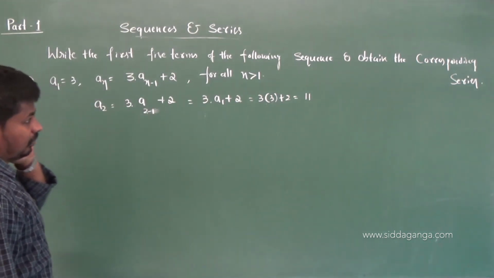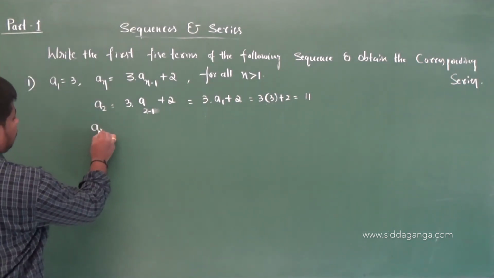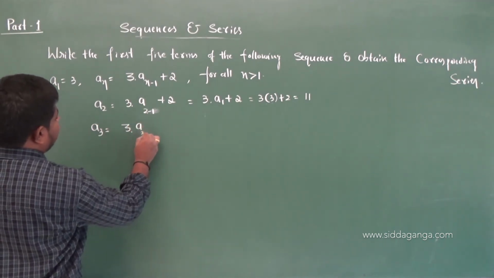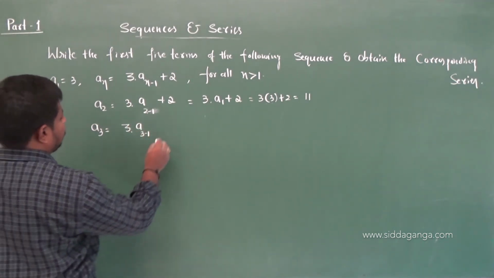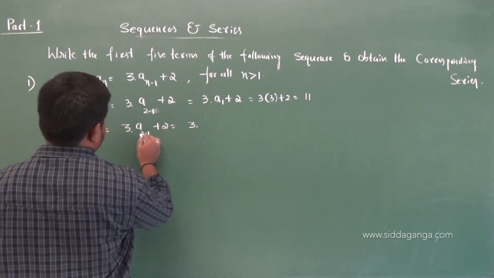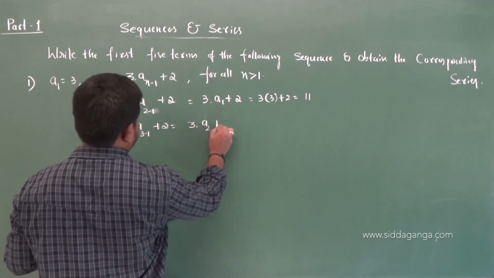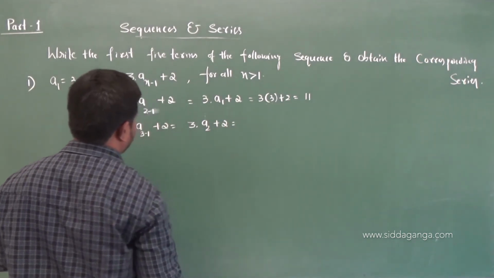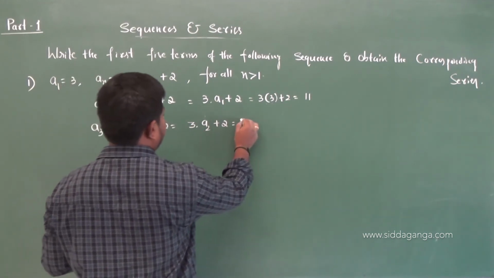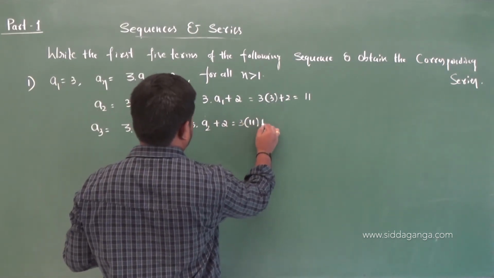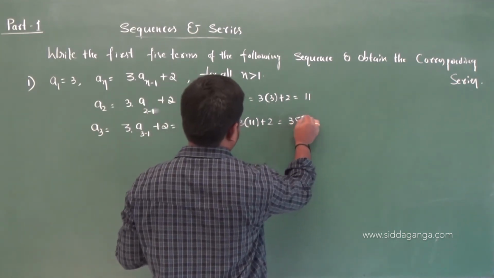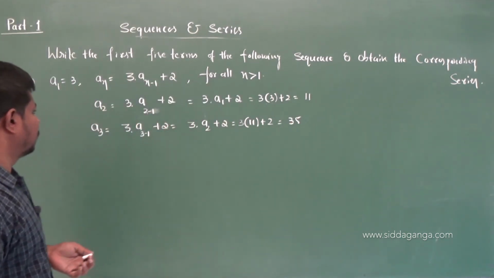Now, the third term a3 is equal to 3 into a3 minus 1, in place of n substitute 3, plus 2. You get 3 into a2 plus 2. So a2 we have 11, 3 into 11 plus 2. So 33 plus 2, 35. This is your third term.